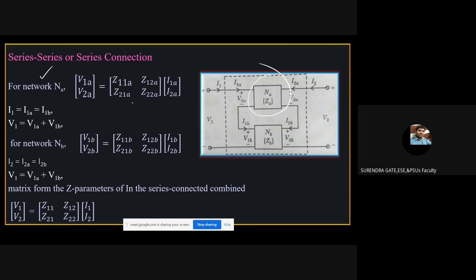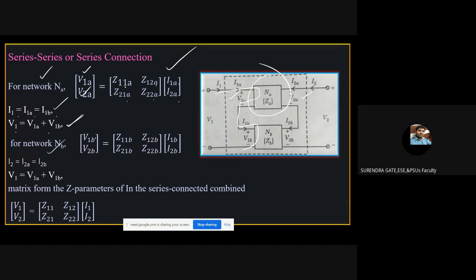We know that Z parameters represent voltages in terms of the currents. Then V1A and V2A, the voltages at the input port and output port, equal Z11A, Z12A, Z21A, Z22A times I1A and I2A. Because of the series connection, currents are equal and voltages are divided, then those voltages are added. Because the input port is a series connection, I1 equals I1A equals I1B. Current remains the same, but voltages are divided; the total voltage equals the sum of the voltages.